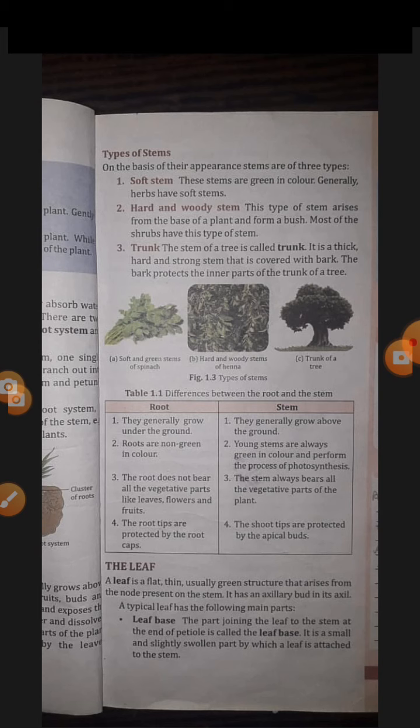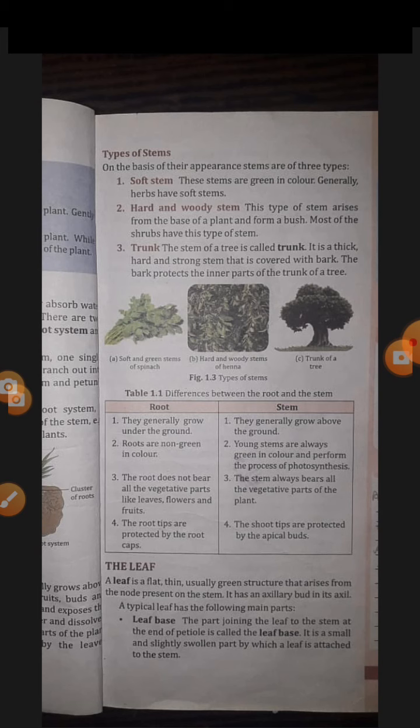It is very easy. What is the difference between root and stem? First of all, as we all know, roots grow under the ground and the stem grows above the ground. The second is roots are non-green in color. As you all know, roots are brown in color, so they are non-green, and stems are sometimes green, sometimes it can be blue. Soft stems are green, but in trees it can be brown.